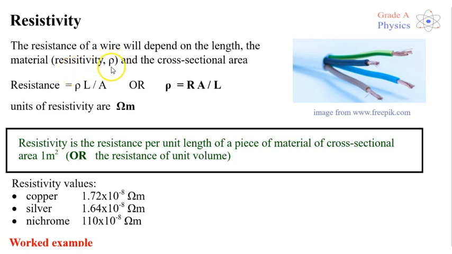So the symbol we use is this rho, curly p, called resistivity. The units are ohm meters, not ohms per meter, ohm meters.